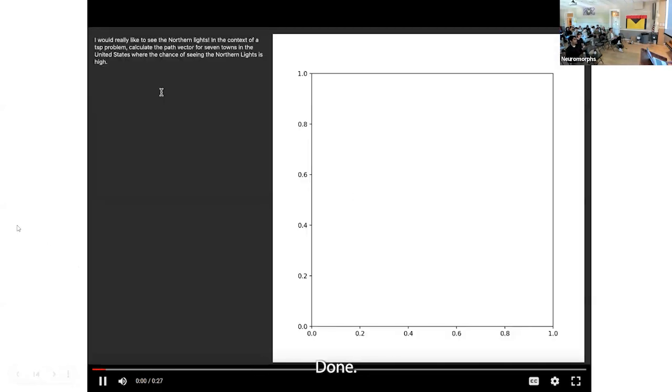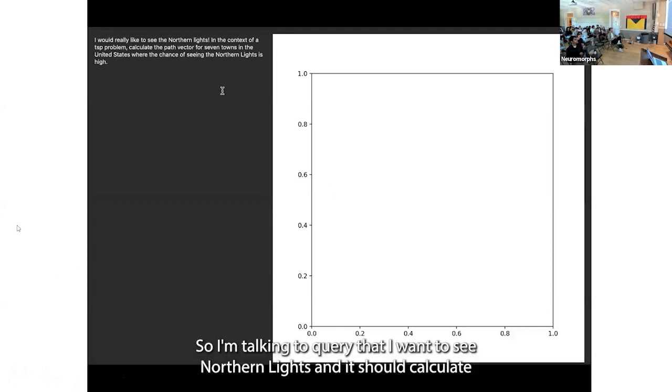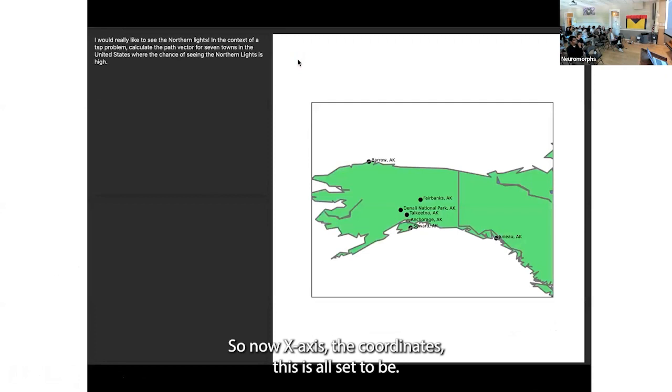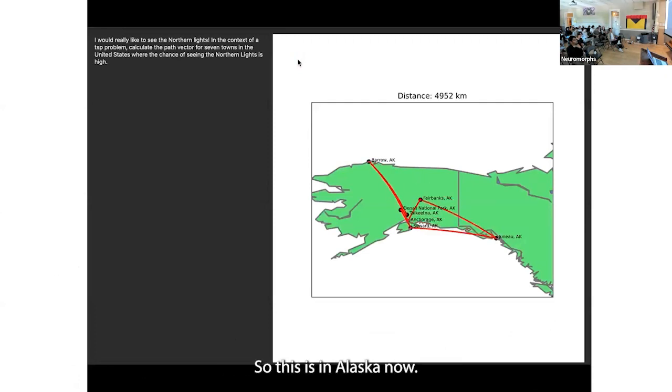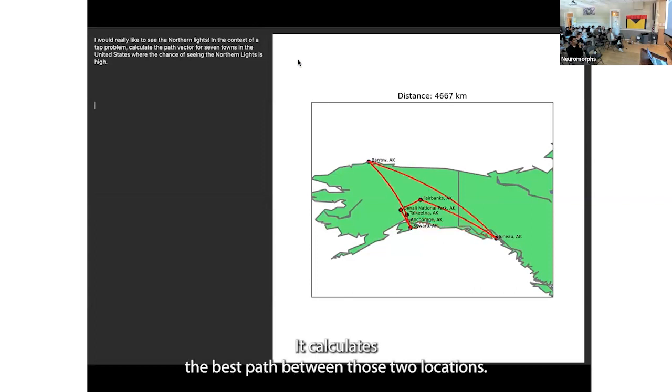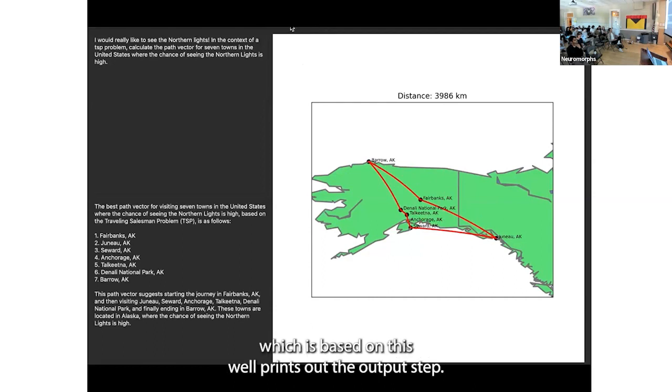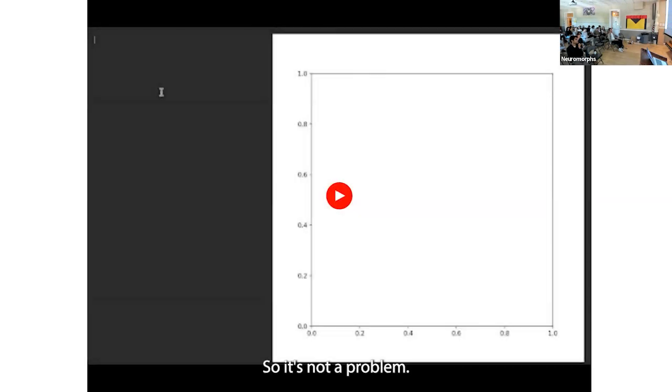Here you go. All right, so I'm typing the query that I want to see the Northern Lights, and it should calculate the best path according to TSP, which is this problem. So now it fetches the coordinates. This is all ChatGPT. We see, in our case, we're probably a bit too low. So this is in Alaska. Now it calculates the best path between those locations, and at some point it converges to a solution, which is this, and it prints out the output there. So that's the problem.